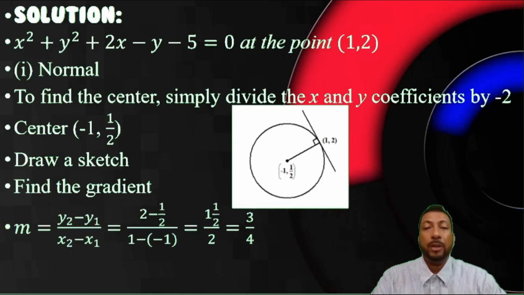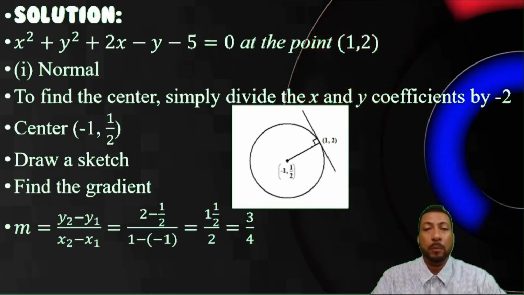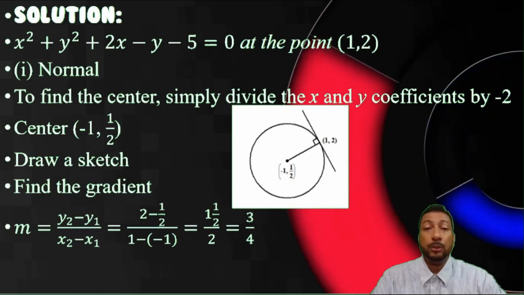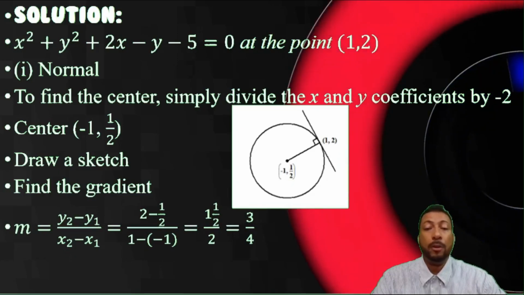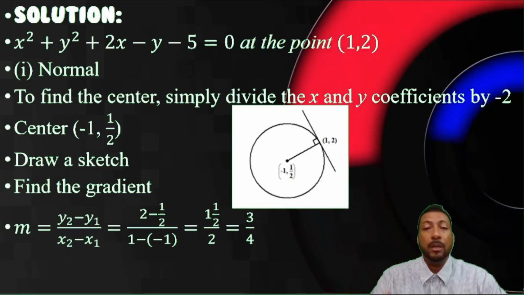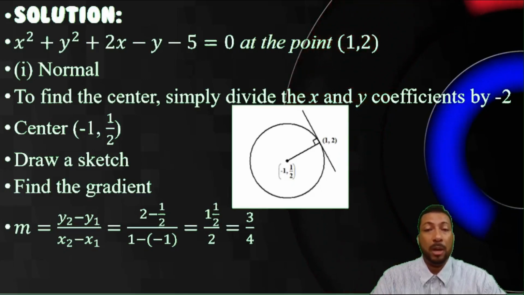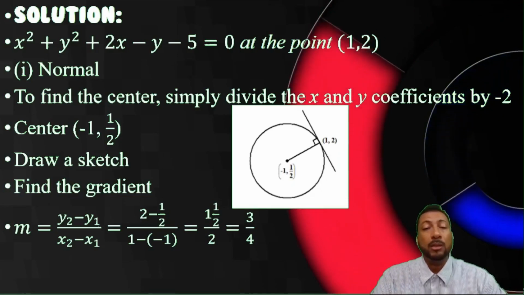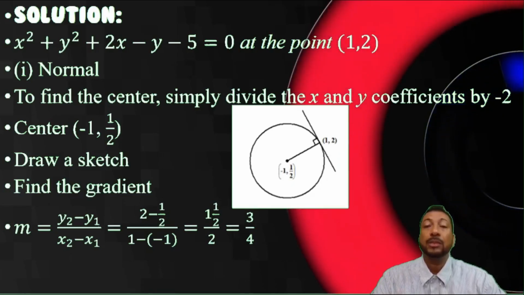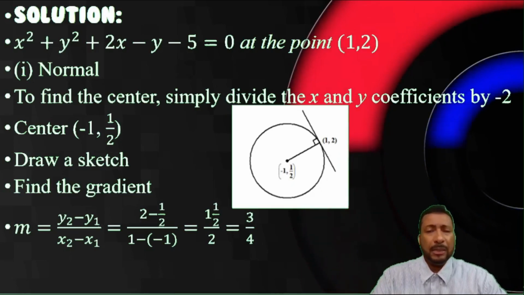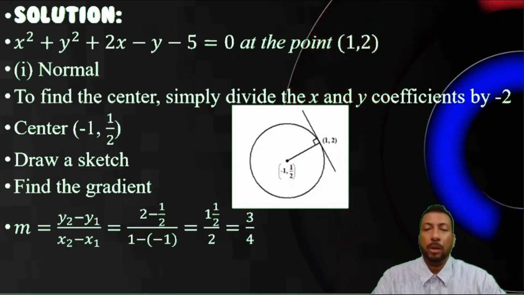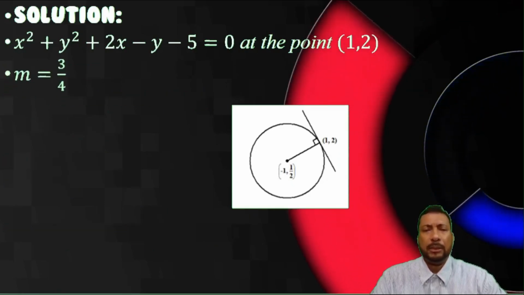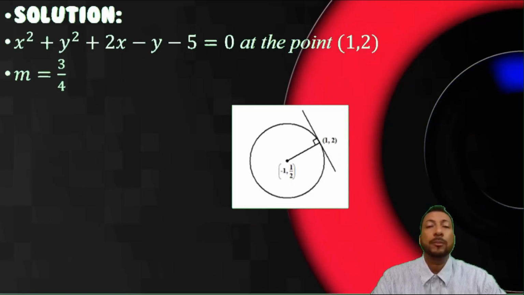So when we find our gradient using the gradient formula, y2 minus y1 over x2 minus x1, we substitute our values. 2 take away 1/2 over 1 take away -1. 2 take away 1/2 is 1.5. 1 take away -1 is 2. So 1.5 divided by 2 gives us 3/4. That is a positive number, hence we're on the right track. So we know that the gradient of that line is 3/4.